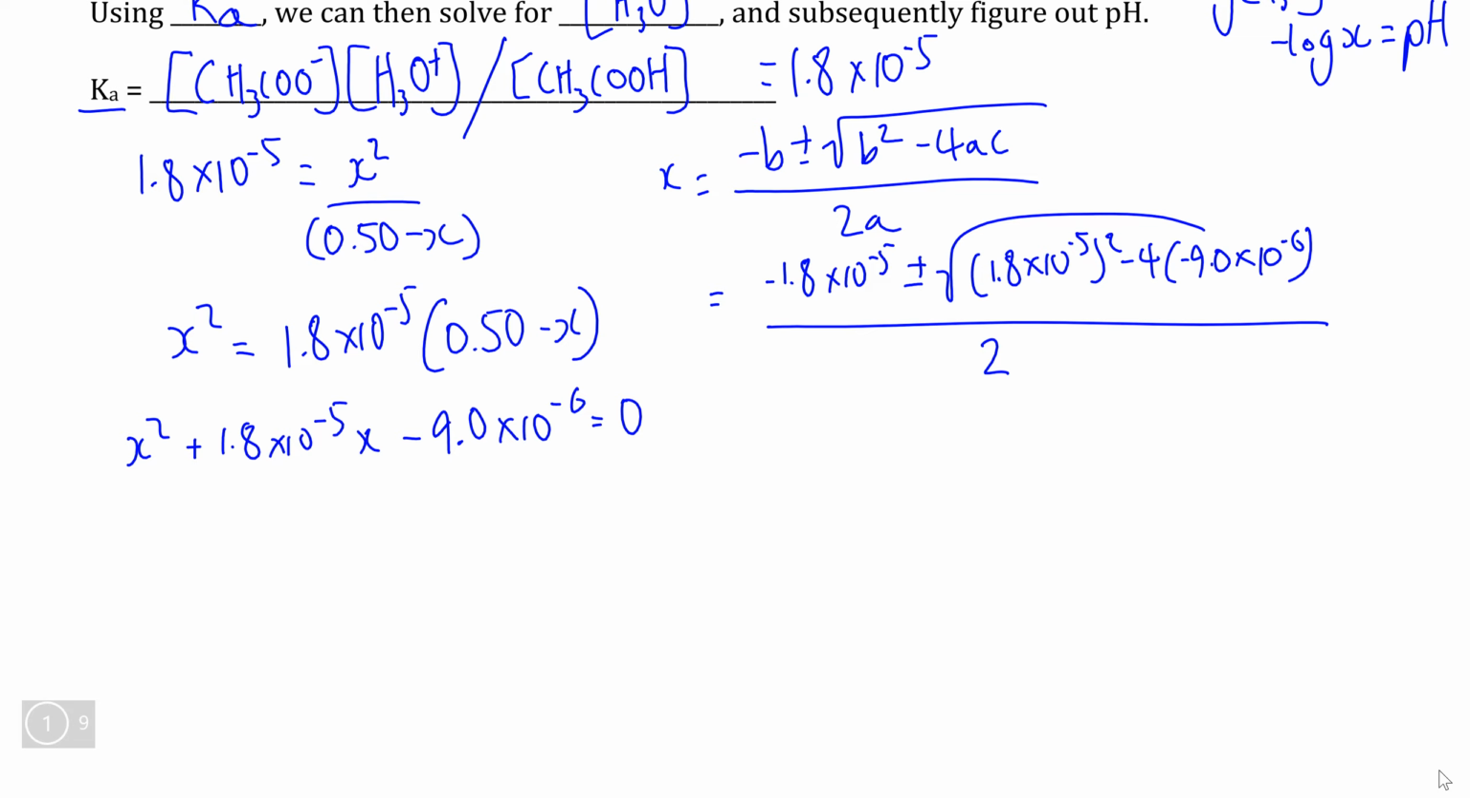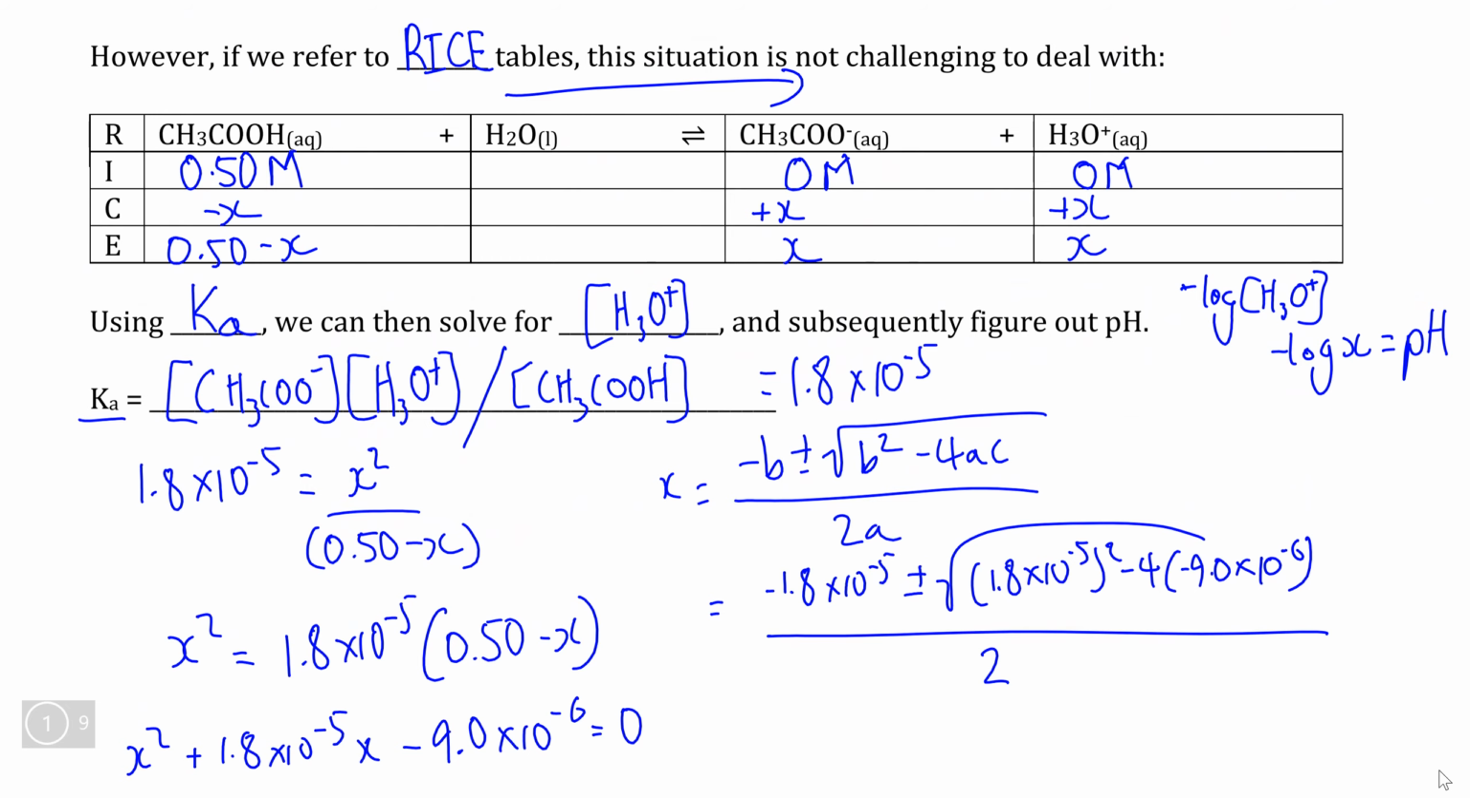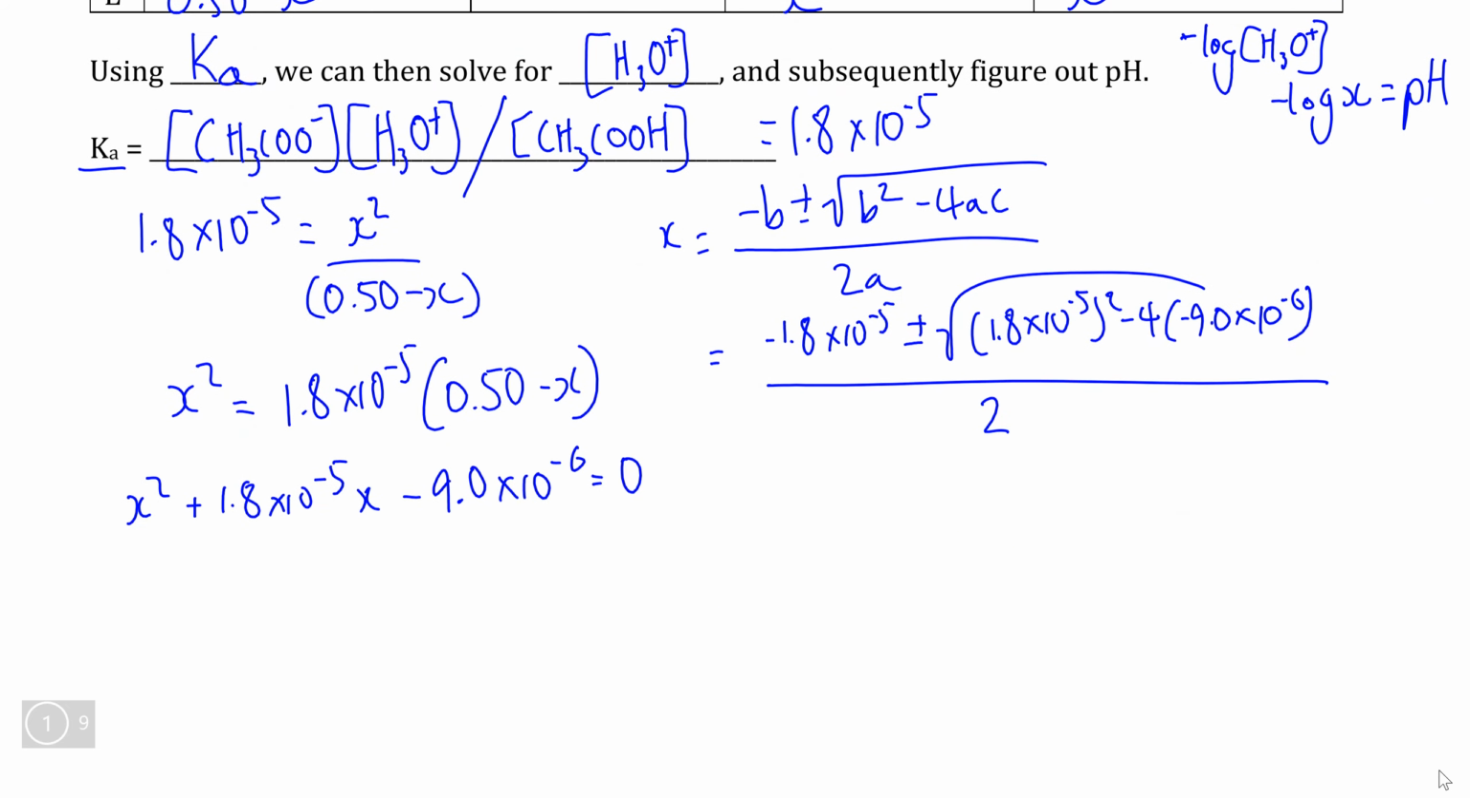Now, the only thing here to keep in mind is remember that we are going to get 2 solutions for x, and one of them is always going to be negative. So this number inside of the square root is going to be a positive number, and if we take a negative number and subtract a positive number from this, we're only going to get a bigger negative number. And since negative concentration is impossible, that one is invalid.